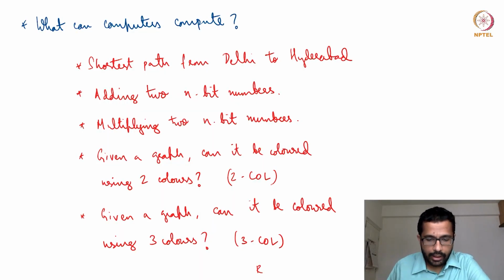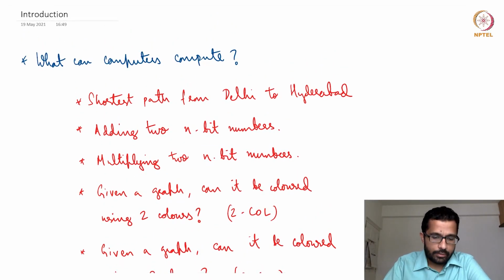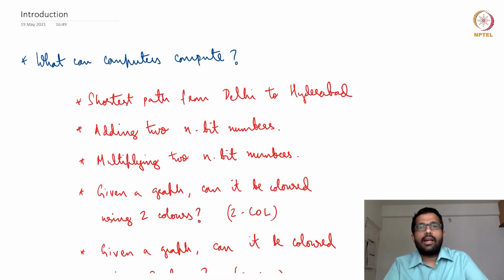So on the screen now I have a list of computational problems. I'm sitting in Hyderabad now. Suppose I want to go to Delhi. What is the shortest path from Delhi to Hyderabad, or Hyderabad to Delhi? Or maybe I have two big numbers and I want to add them, or maybe I have two big numbers and I want to multiply them.